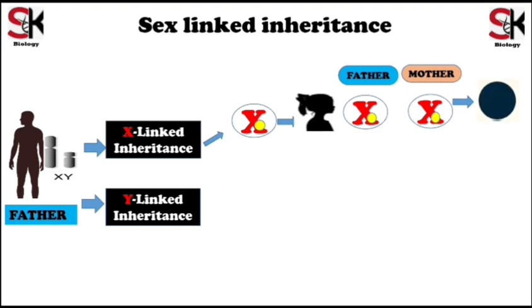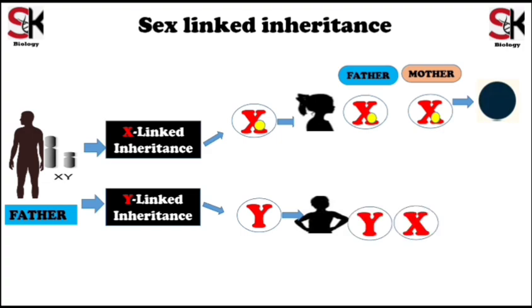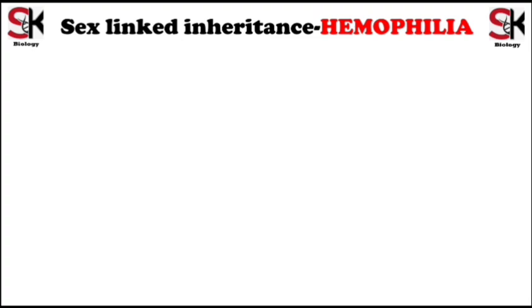In Y-linked inheritance, father passes Y chromosome only to his son. So, if father has healthy Y chromosome, son will have healthy Y chromosome. And if father has defective Y chromosome, son will have defective Y chromosome with diseased trait. Let us understand these sex-linked inheritance in hemophilia and color blindness.